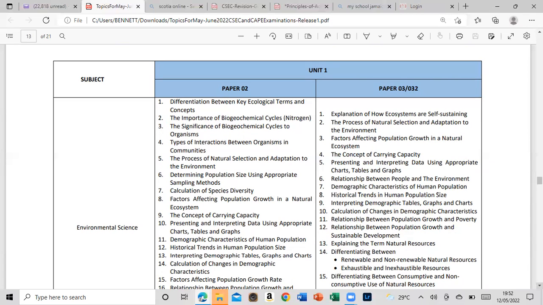9, the concept of carrying capacity. 10, presenting and interpreting data using appropriate charts, tables, and graphs. And that's very important. Demographic characteristics of human population, historical trend in human population size, interpreting demographic tables, graphs, and charts. 14, calculation of changes in demographic characteristics.